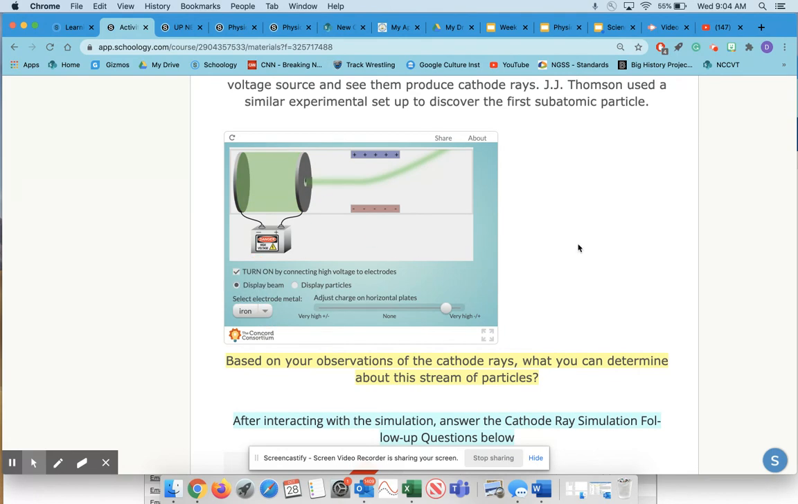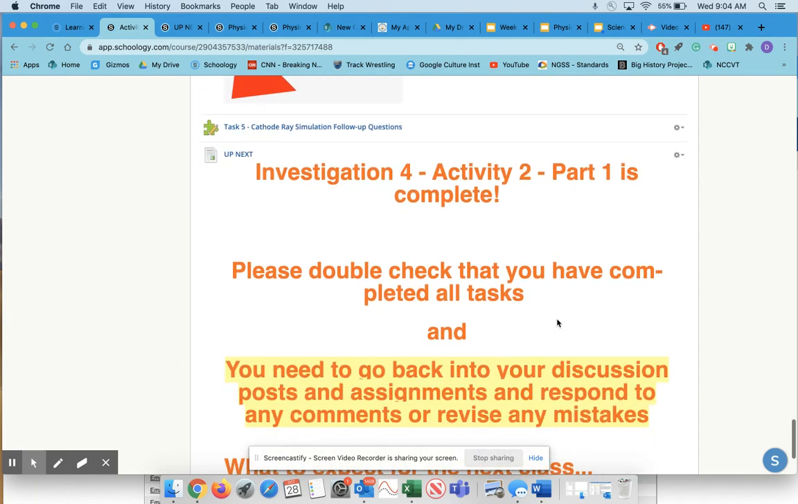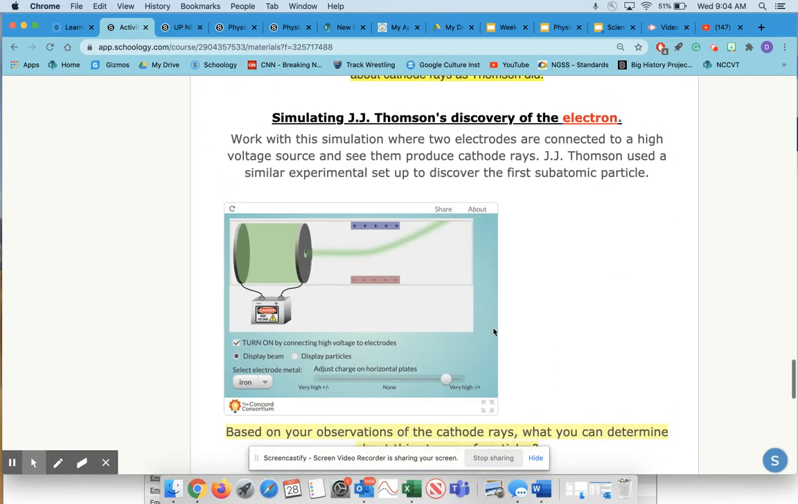As you answer these questions for the cathode ray simulation, it's important to note that this beam is charged. What is the charge, based on the direction it bends? And does changing the material have any effect?